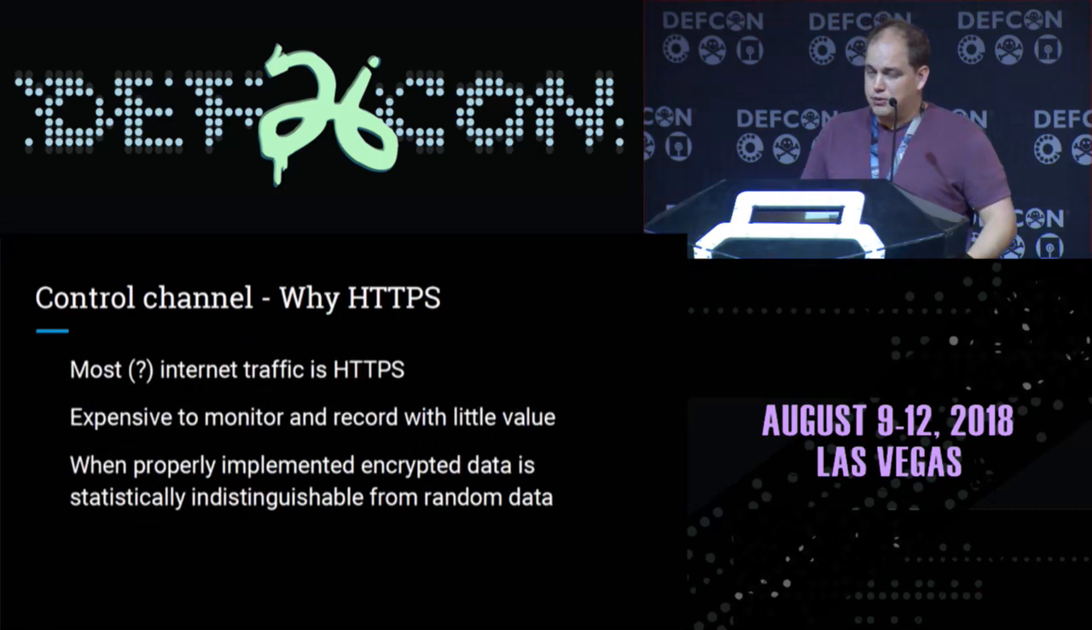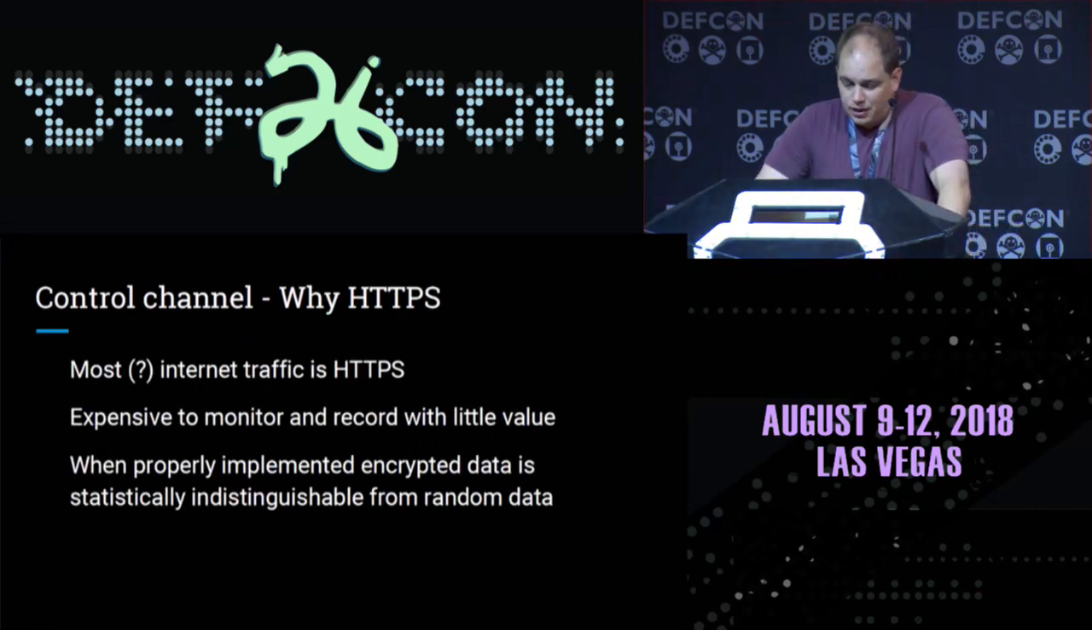Why are we going to use HTTPS? Most of the internet is HTTPS. It's expensive to monitor HTTPS traffic, and there's little value in recording it. You can gather metadata about it, but if you record HTTPS traffic on a large scale, what you have is a bunch of data that you can't read that's going to fill up your drives. And when properly implemented, encrypted data is pretty much statistically indistinguishable from random data. So we can take this already encrypted data, throw our encrypted data on the end, and there shouldn't be any way of determining that we've added data.